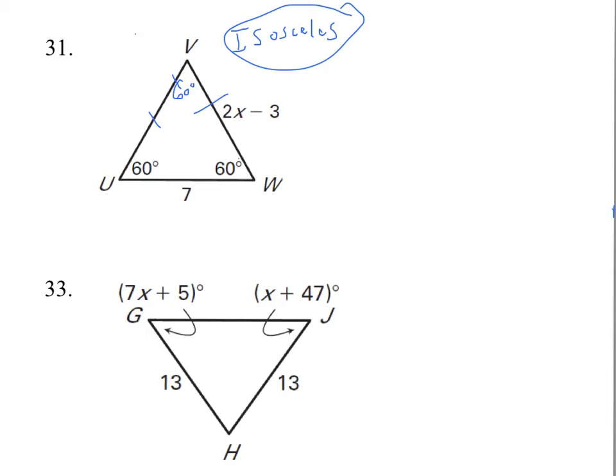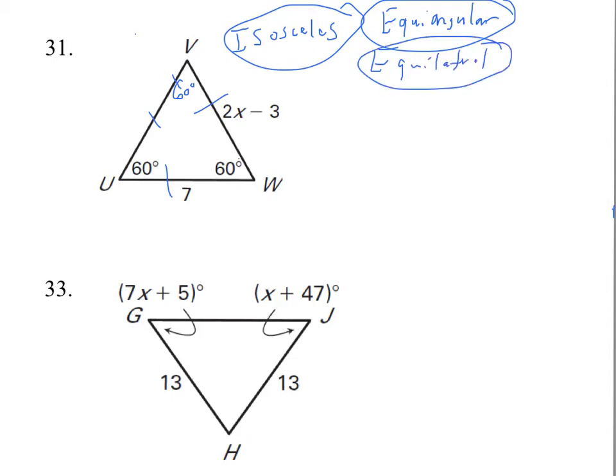This is actually one of our special triangles. This is going to be isosceles, equiangular, equilateral. So actually this side will also be the same. And it's going to be acute. If all three angles are less than 90, it's acute.